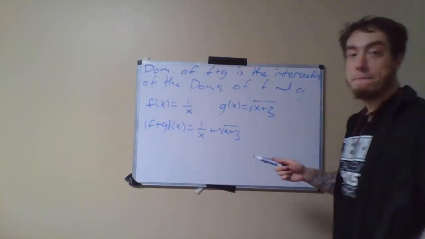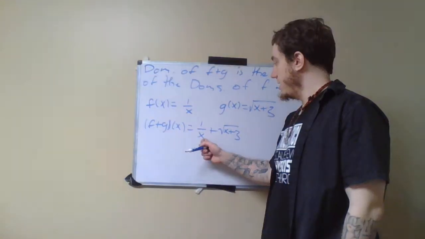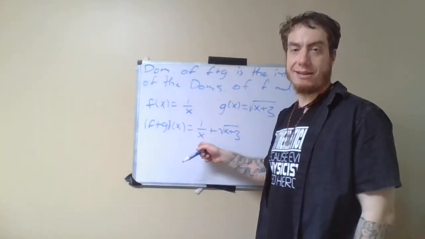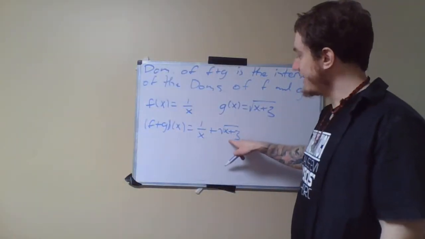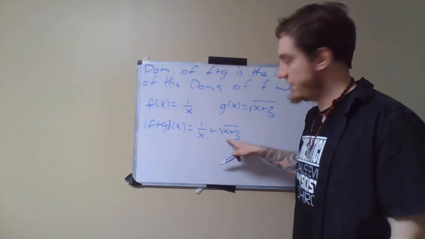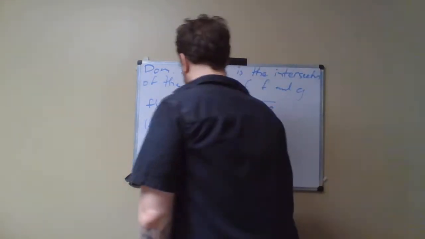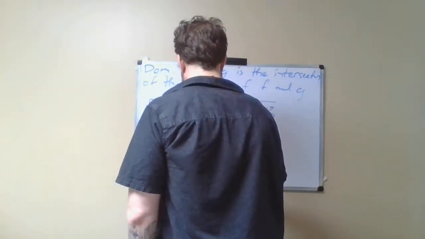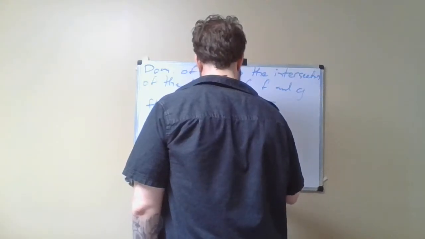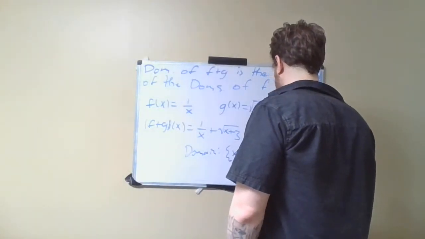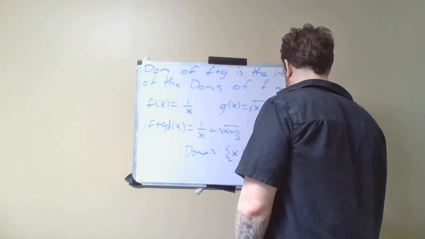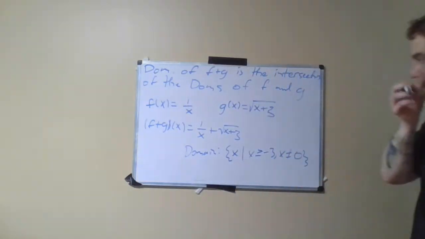The domain here, you can see, you can't put in x equals 0 because you divide by 0, and you can't have x less than -3 because you'd be trying to take the square root of a negative number. So the domain is going to be the set of x such that x is bigger than or equal to -3 and x is not equal to 0.